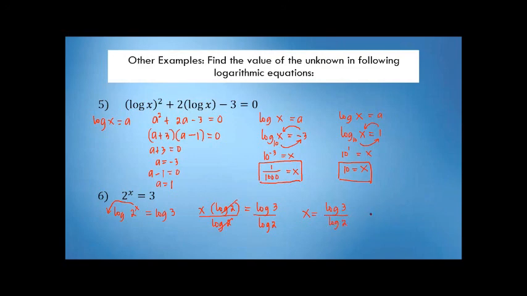Then, pwede tayong gumamit ng calculator. Ang logarithm of 3 divided by logarithm of 2 is approximately equivalent to 1.5850. So, round off to 4 decimal places. So, that is the final answer.